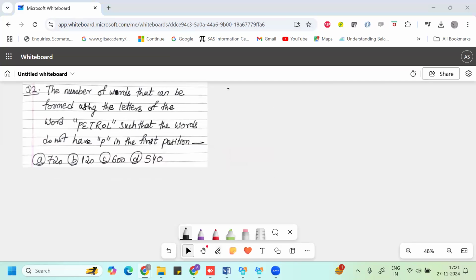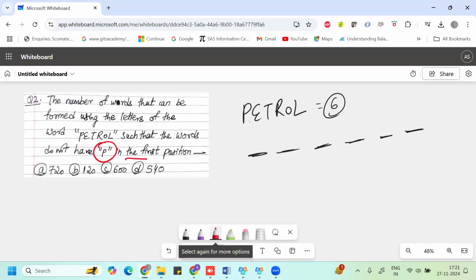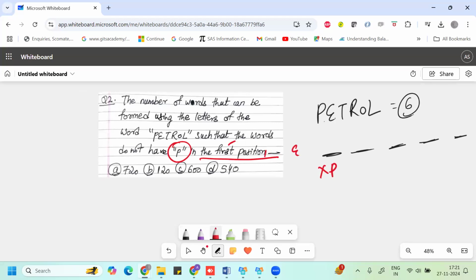This is question number 2. The number of words that can be formed using the letters of the word PETROL such that the letter P does not come in the first place. So how many letters are there? 1, 2, 3, 4, 5, 6. Total 6 letters are there, and it should not have P in the first place. It should not start with P.